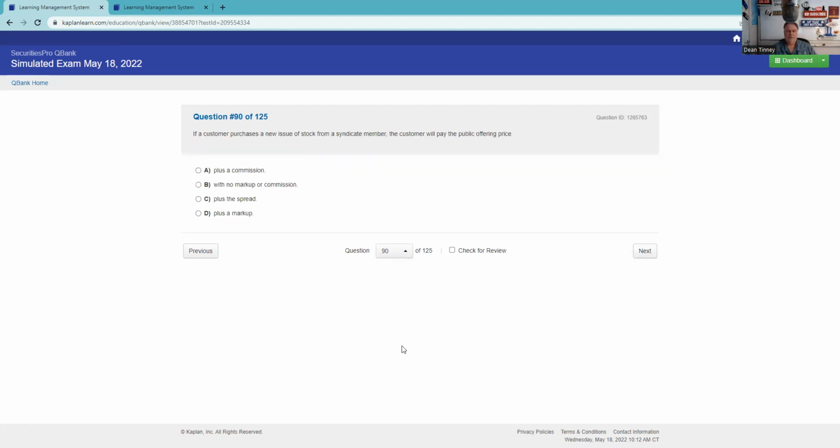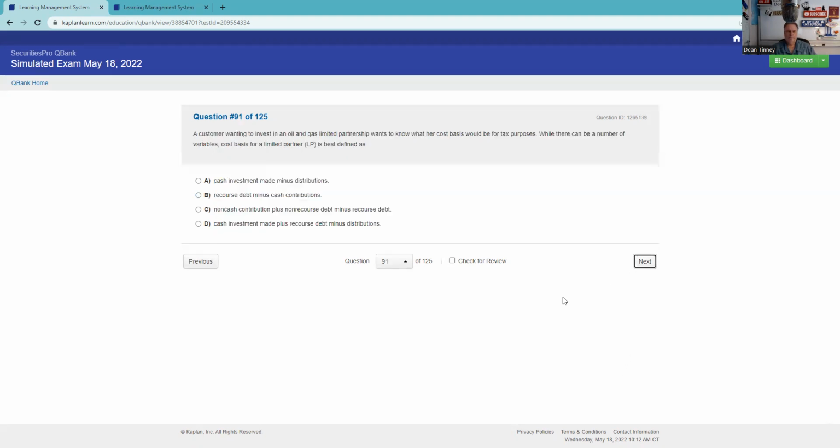If a customer purchases a new issue of common stock from a syndicate member, the customer will pay the public offering price. Well, yeah, the public offering price includes all this stuff, right? So it's kind of deceptive here, but it's not plus a commission, and it's not plus the spread. The spread's built into that, right? The public offer plus markup. I'm going to go with no markup or commission. I'm not sure I'm going to get that, but that seems like the best answer there.